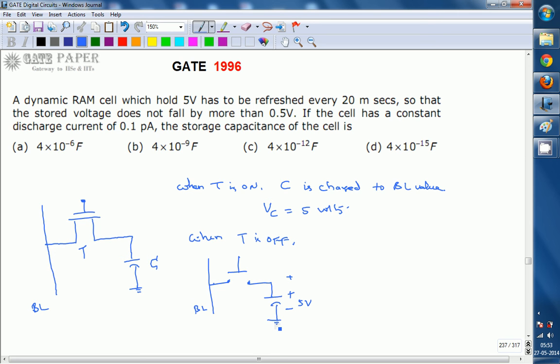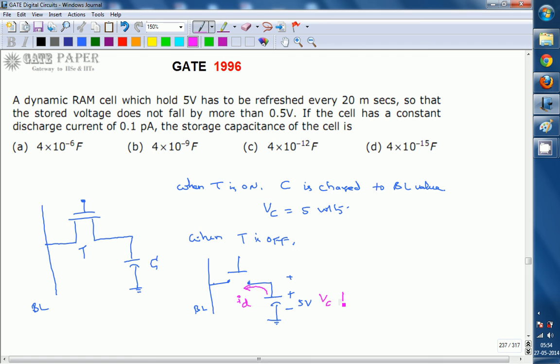The capacitor itself has some internal leakage, so the 5 volts starts leaking, and the MOS transistor is not exactly perfect either. Because of that, leakage of the 5 volts takes place when the transistor is off, and the capacitor discharges. A discharge current, which I call ID, flows, and because of it the voltage across the capacitor is reduced.